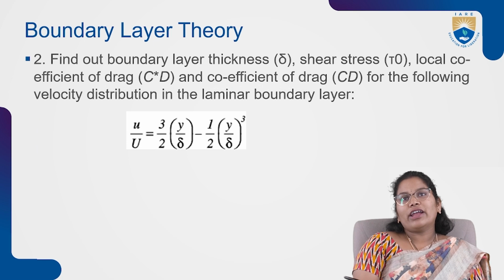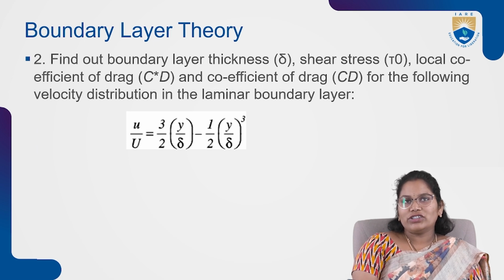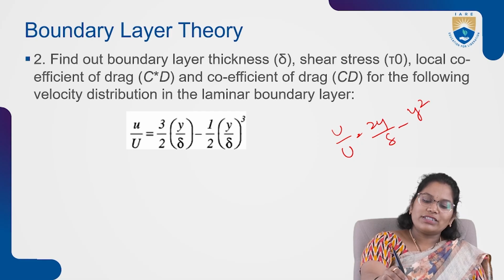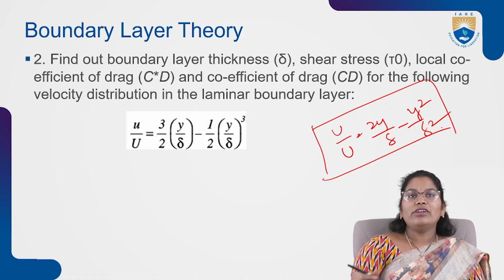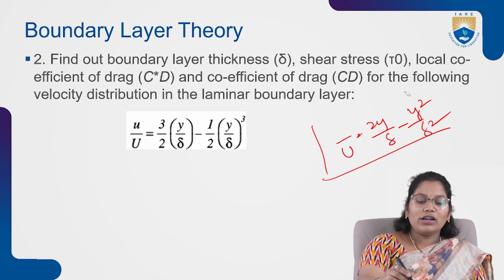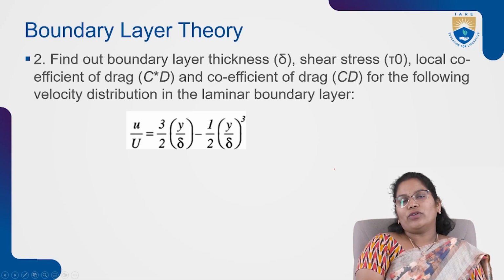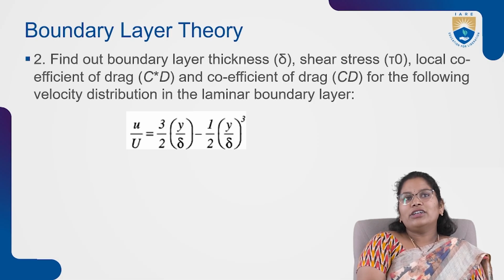So here we have derived in a previous session U by capital U is equal to 2y by delta minus y square by delta square, as we have derived. Similarly, now we are deriving the boundary layer thickness, shear stress, local coefficient of drag, and coefficient of drag. These all we are deriving for the velocity distribution in the laminar boundary layer.